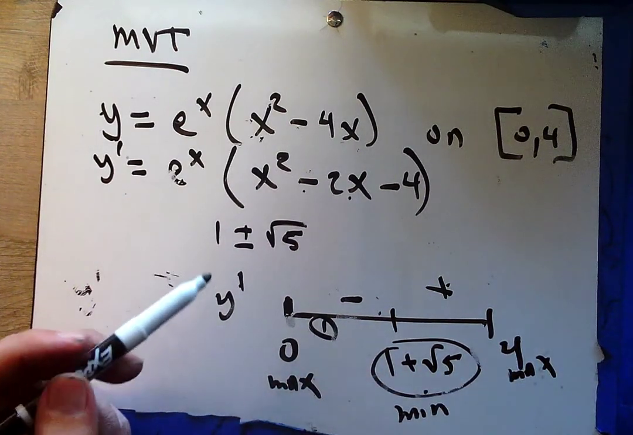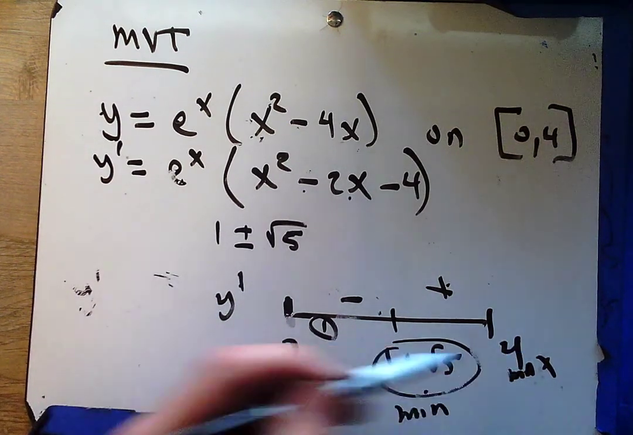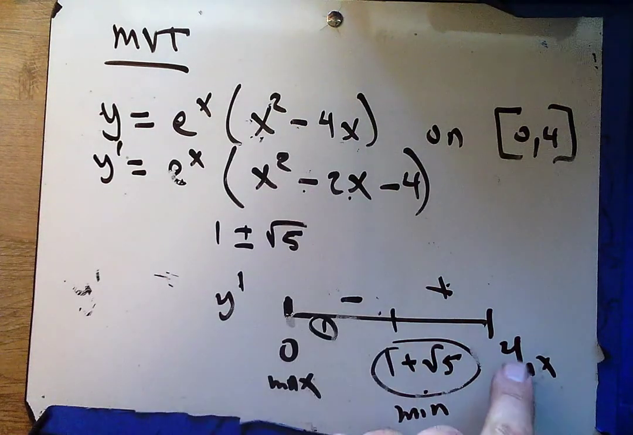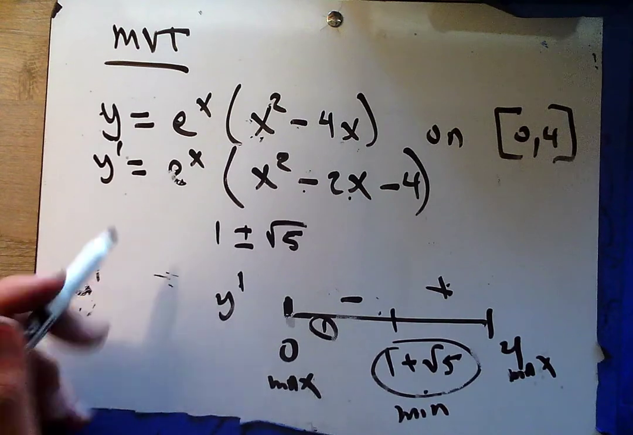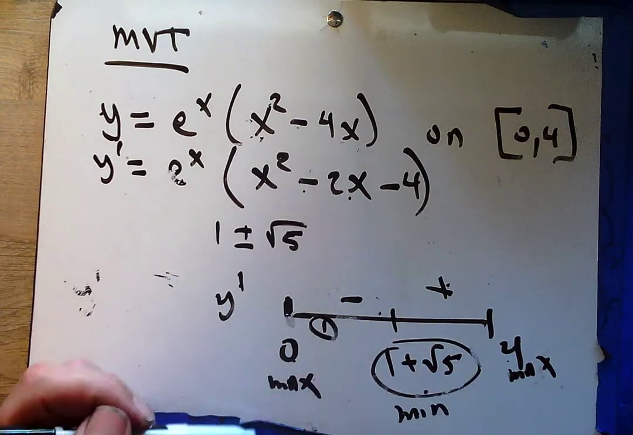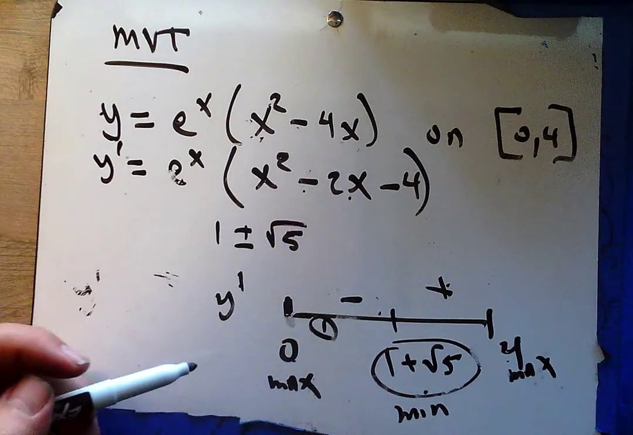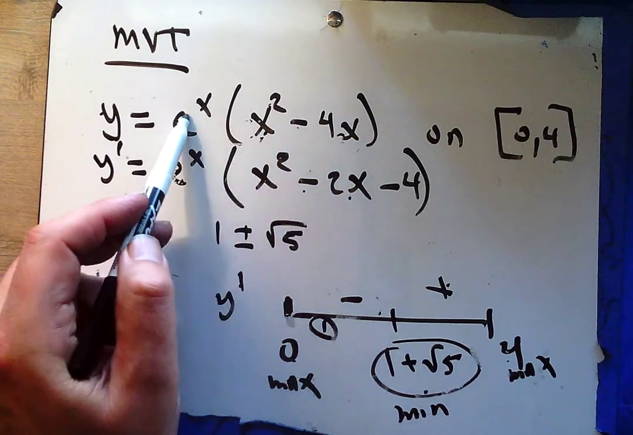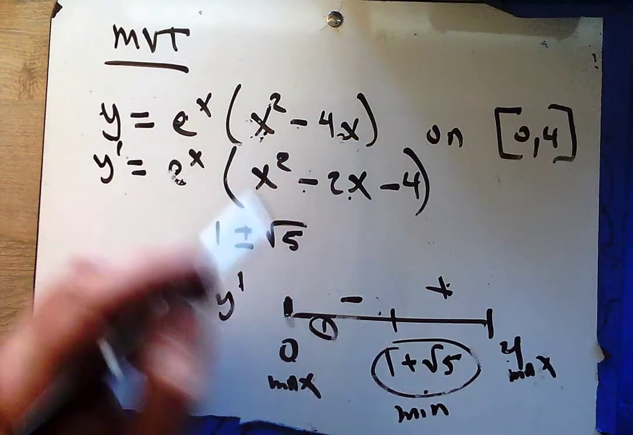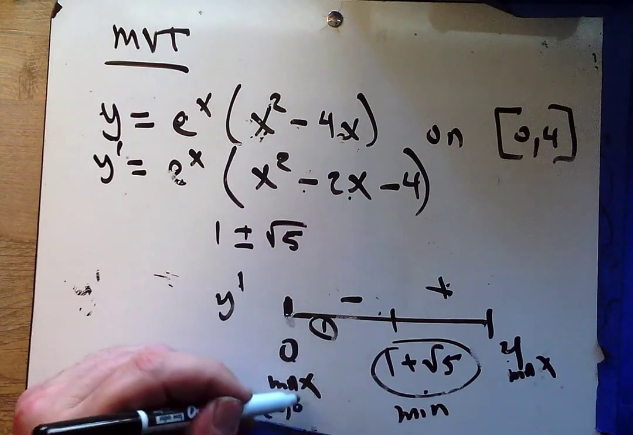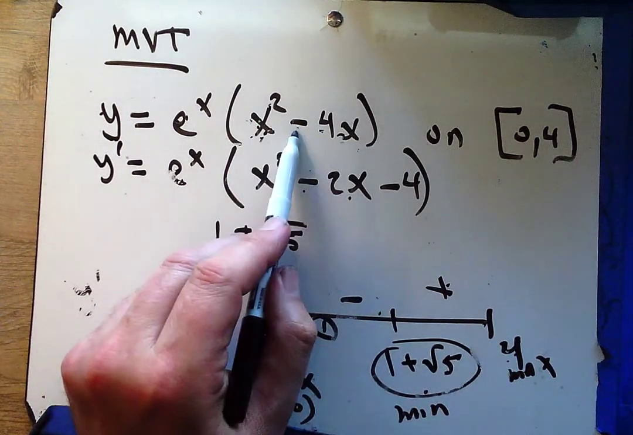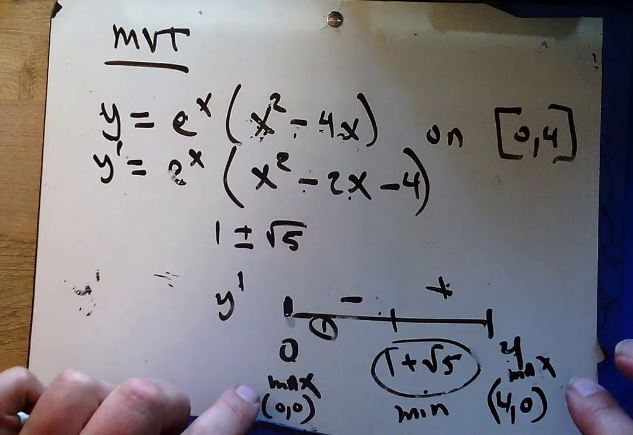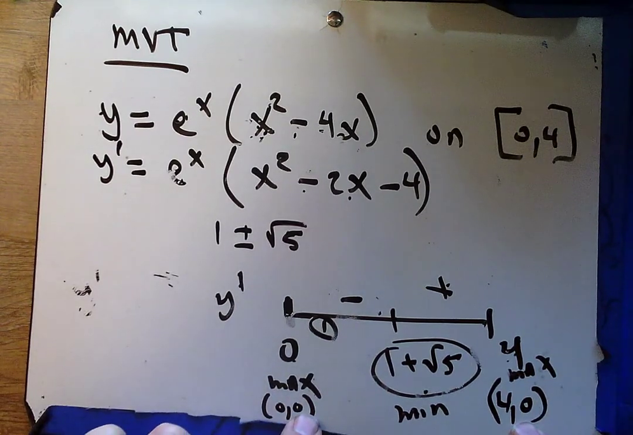And how did section 5.1 say that we could figure out which of these was the absolute max? We would have to take this and plug it in here, and we would have to take this and plug it in here. We might get this one bigger than that. We might get this one bigger than that. We might get them the same. So what happens? 0 times 1, that's 0. So max at 0, 0. And if I plug in 4, that's 0 times e to the 4th. So 4, 0. So the value of the max is 0 in both cases.